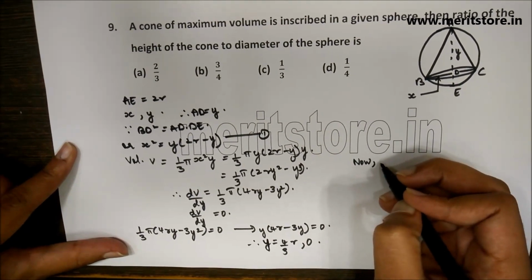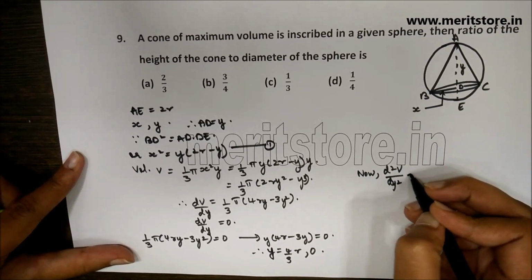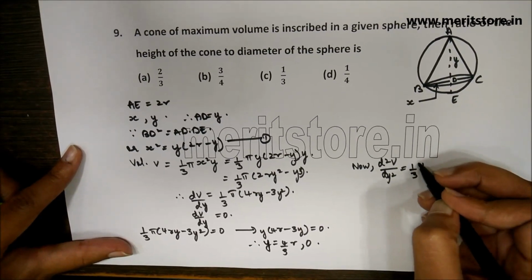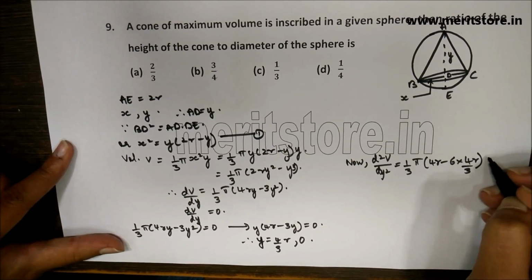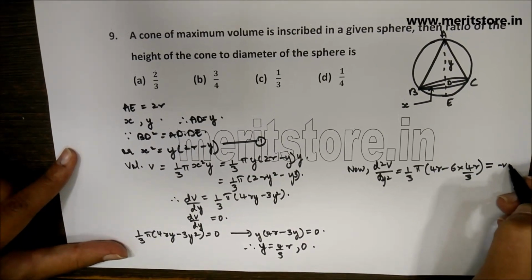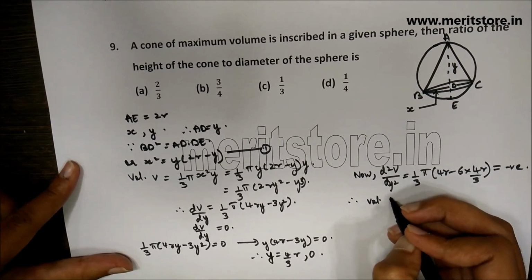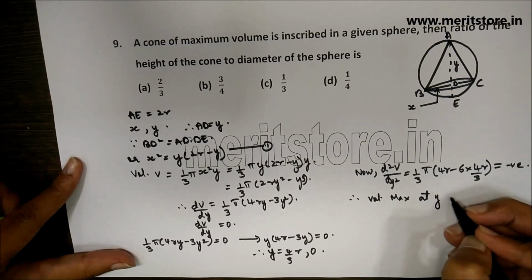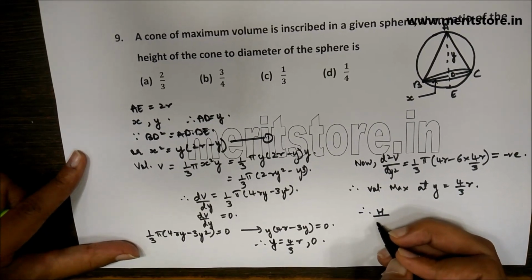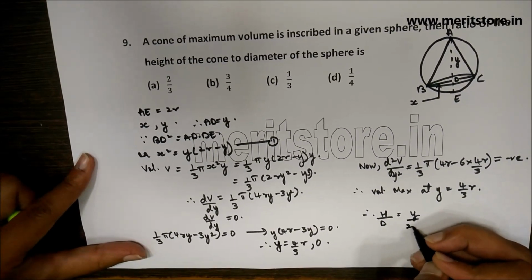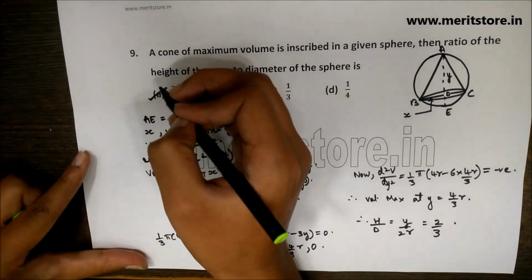Now double differentiating, we get d square V upon dy square, which is equal to 1 by 3 pi (4r minus 6 into 4 by 3 r), which is negative value. Therefore, volume of cone is maximum at y equal to 4 by 3 r. Therefore, height upon diameter is equal to y upon 2r, which is equal to 2 by 3. So option A is correct option.